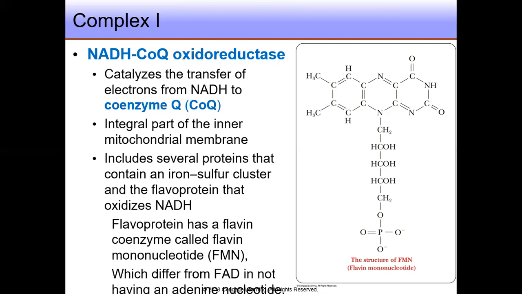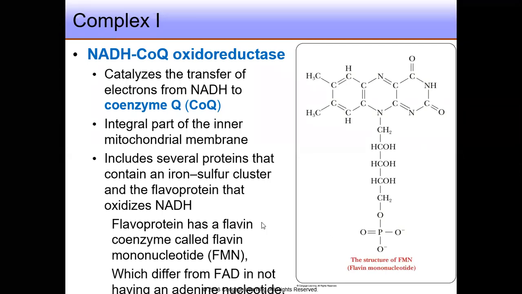The flavoprotein has a flavin coenzyme called flavin mononucleotide or FMN. Notice, it differs from FAD in not having an adenine nucleotide. And you can look at this figure, which shows you the structure of FMN, the flavin mononucleotide.